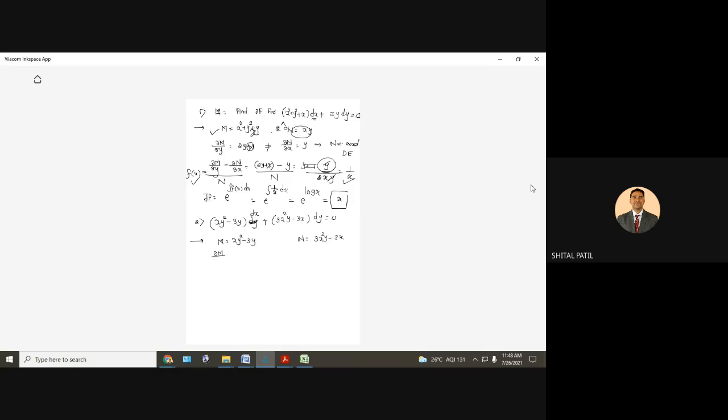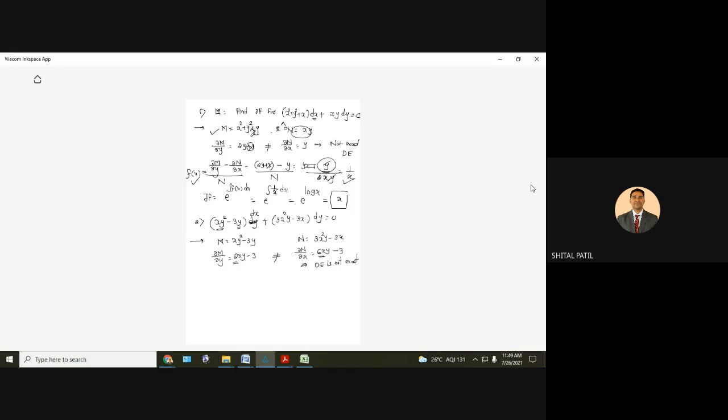So find del M by del y. So 2xy minus 3. Del N by del x, 6xy minus 3. So 6 here and 2 here. So the differential equation is not exact, and then we have to find the integrating factor. So is it homogeneous? No. Degree of the first term is 3, here it is 1, so it cannot be homogeneous.